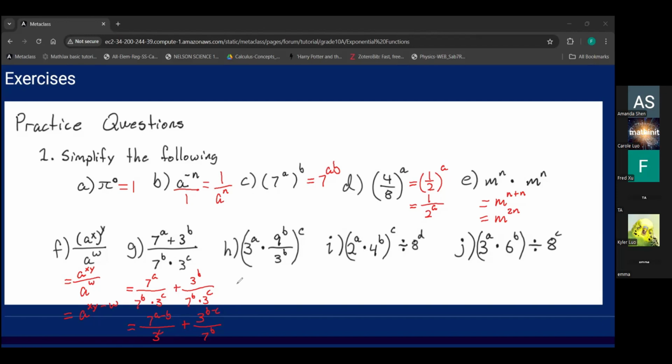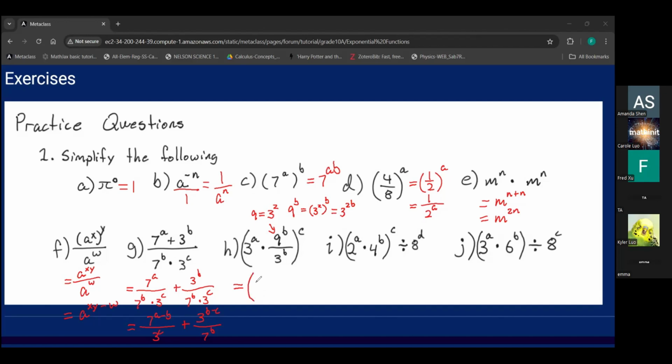And then over here, this is all to the power of c, but remember, BODMAS: you must do what's in the brackets first. In this question, you need to realize that 9 is actually 3 squared. So 9 to the power of b is equal to 3 to the power of 2, all to the power of b, and this you can write as 3 to the power of 2 times b.